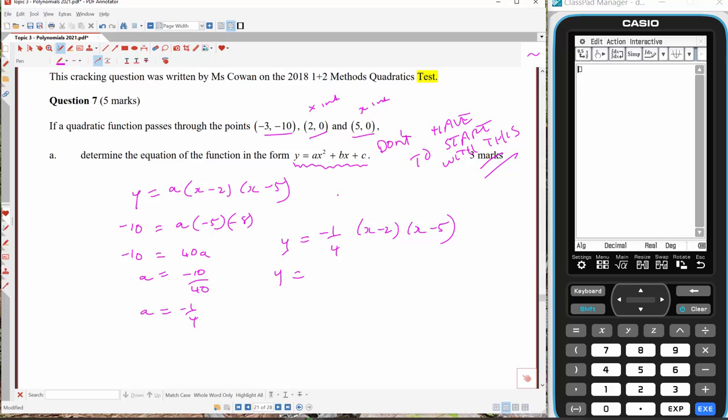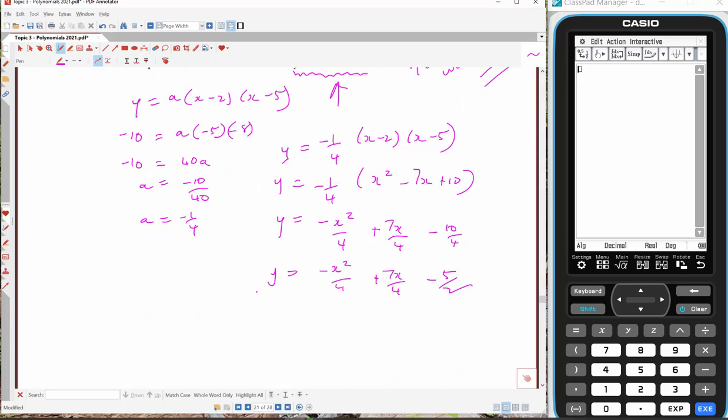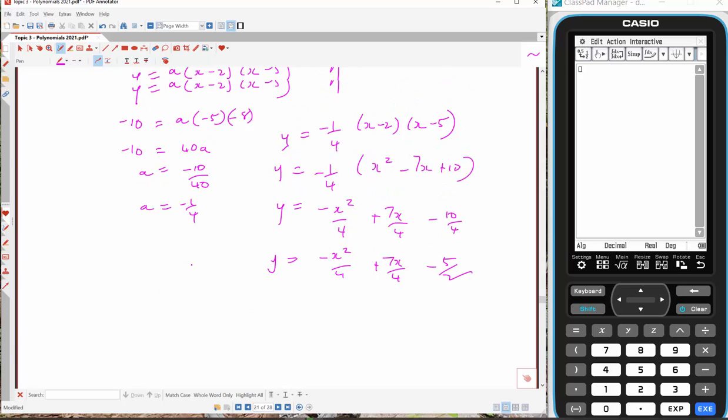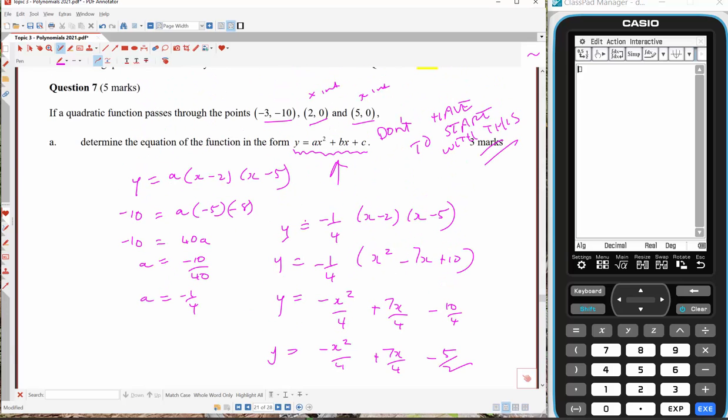Now let's get it into the form that was required by Ms. Cowan. X squared take 7x plus 10, so negative x squared on 4, take 7x on 4, plus 10 on 4. Let's just simplify that last fraction. So there it is. The students that year found that one really tough. I got it straight into the notes after that.